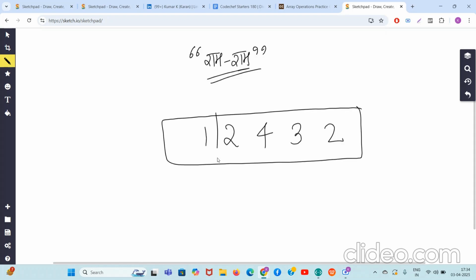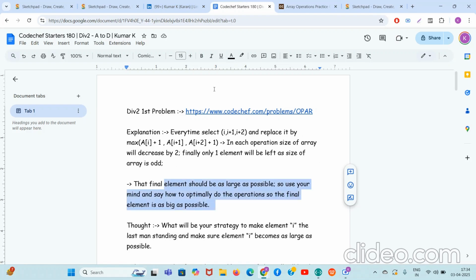Now what will you do? We need to figure out now where to do these operations. Okay, see it's given here. What will be your strategy to make element I the last man standing and make sure element I becomes as large as possible? This is the thought which came to my mind, which solves the whole problem.